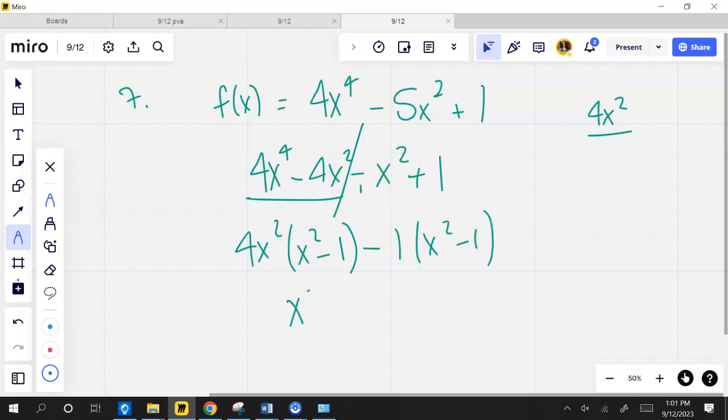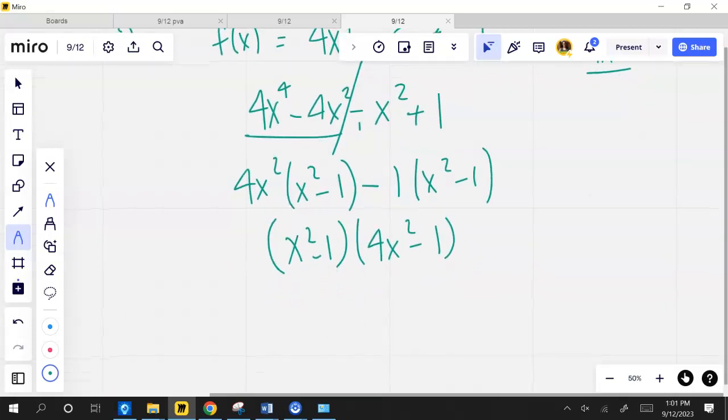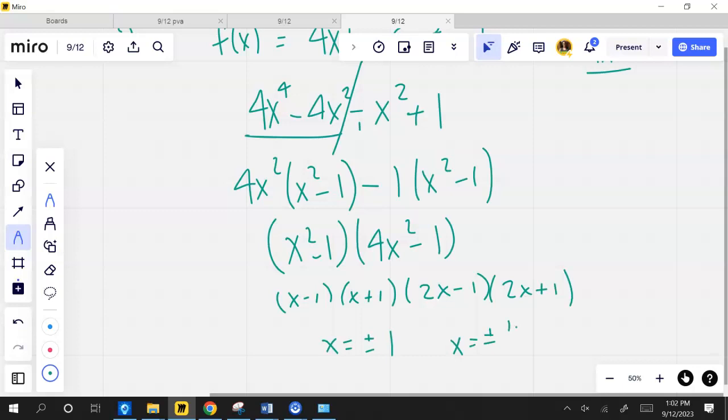I got some difference of two squares here. I got x squared minus 1. I've got 4x squared minus 1. And I could continue to factor it down if I wanted to. I could do x minus 1, x plus 1. Or I could leave it like this and solve it. It doesn't really matter. So I get x equals plus or minus 1, x equals plus or minus 1/2.